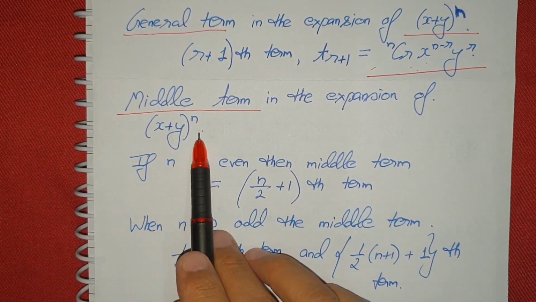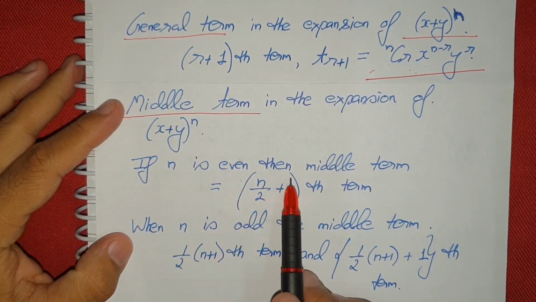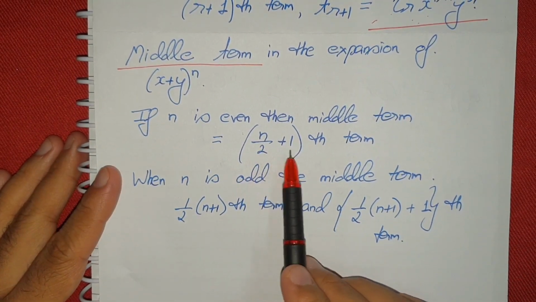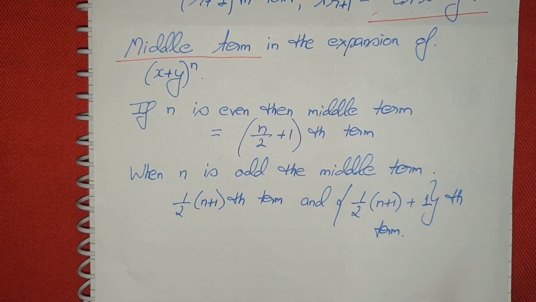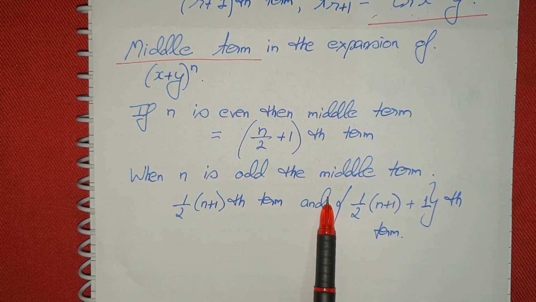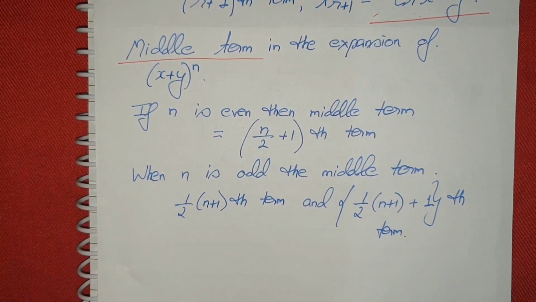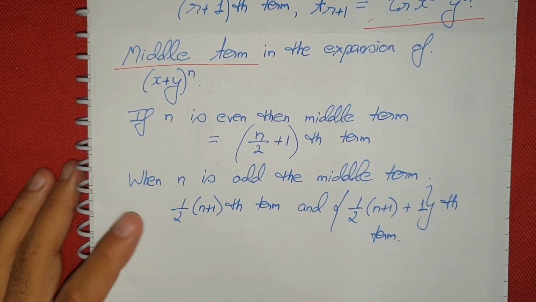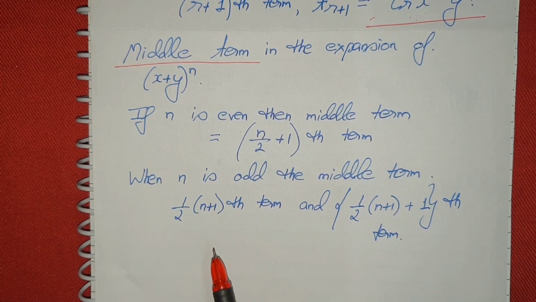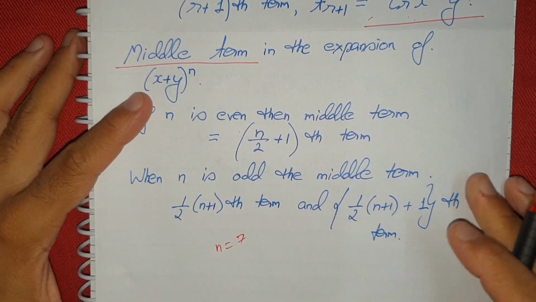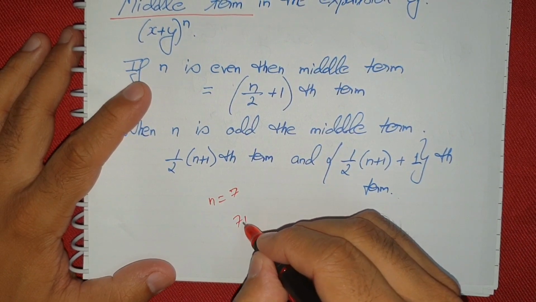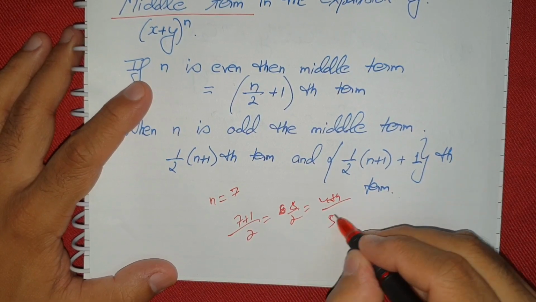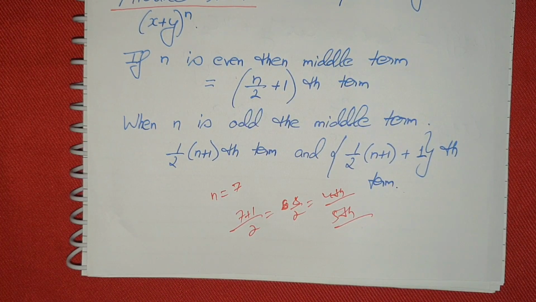Now, the middle term in the expansion of (x + y)^n. It is simple. If n is even, then the middle term is the (n/2 + 1)th term. When n is odd, the middle terms will be the ((n+1)/2)th term and the ((n+1)/2 + 1)th term. Suppose n equals 7. Then (7 + 1)/2 is 8/2, which is 4, so the middle terms are the 4th and the 5th terms if n is odd.